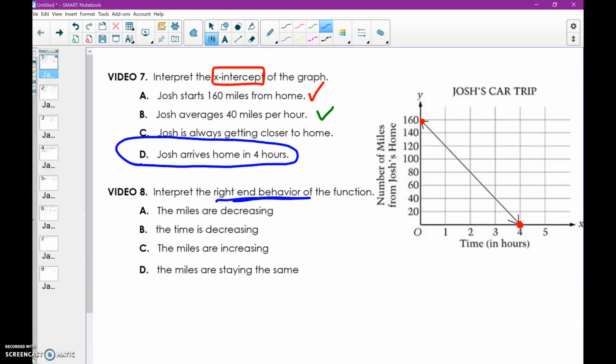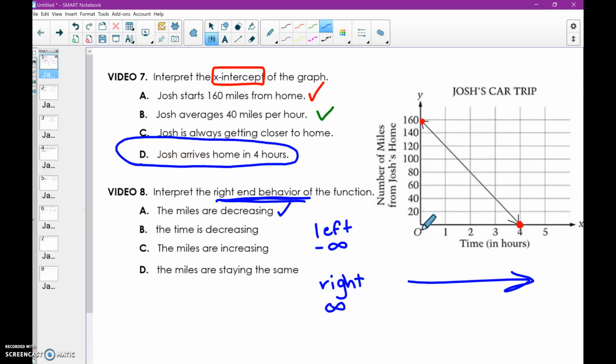Same thing here. It says interpret the right end behavior. End behavior means what happens as it goes to a certain point. The left side is negative infinity. Right side is positive infinity. So as the graph goes this way to the right, what's happening? Okay. First option, the miles are decreasing. Number of miles from home. Okay, that's true so far. As we go this way, the miles are decreasing. So we'll put a check mark there for right now.